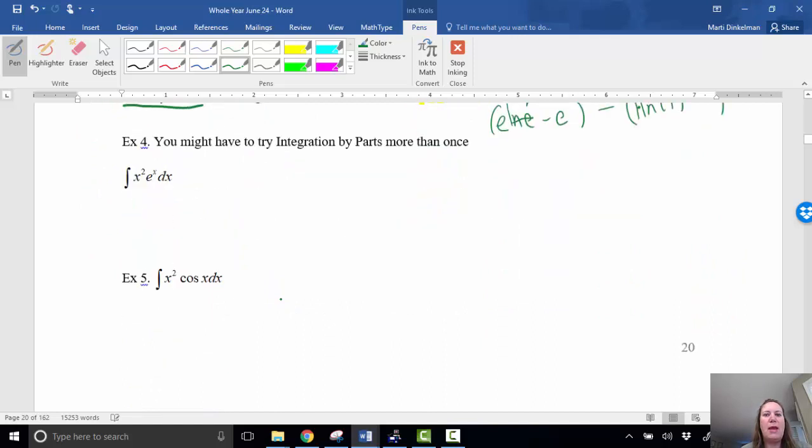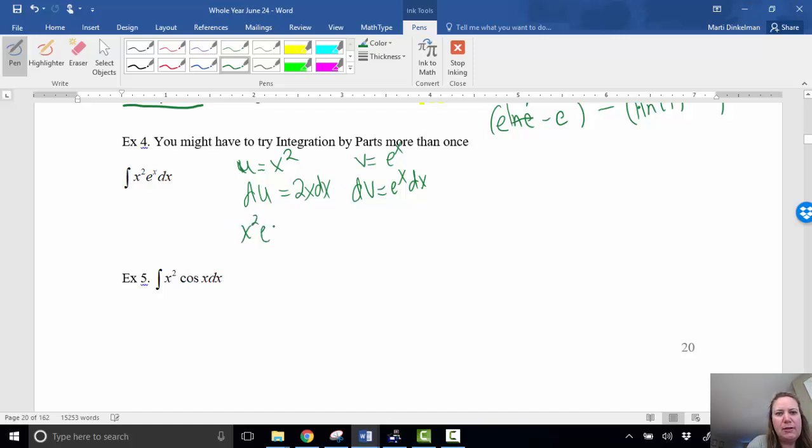Okay, so for example 4, we might have to use parts more than once. There's going to be a couple of options here, and I'm going to show you both. So for this first one, let's just pretend like we don't know something weird is going to happen. Polynomials come before exponentials. We just did that one in example 2, I guess it was. So dv is this e to the x dx. Antiderivative is e to the x. Derivative here, so 2x dx. So when we get to ultraviolet, so ultraviolet minus integral of voodoo.